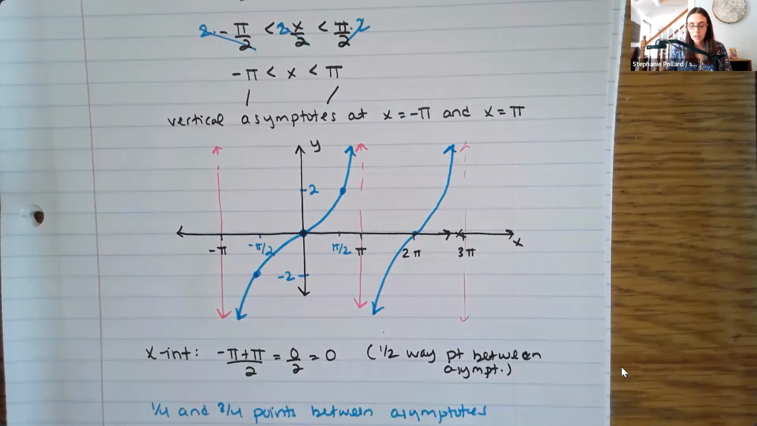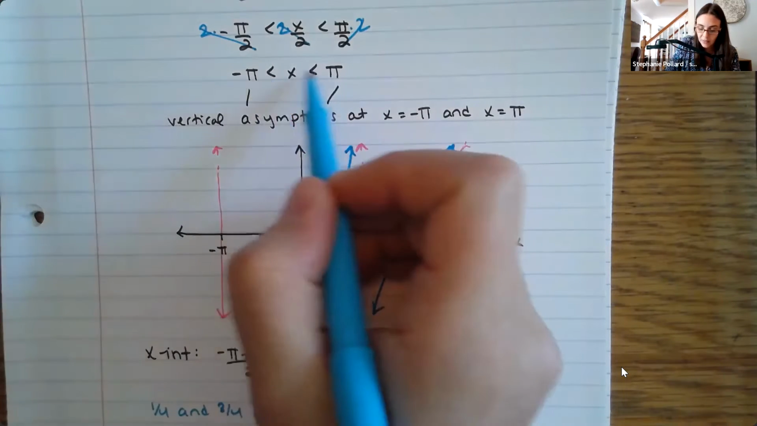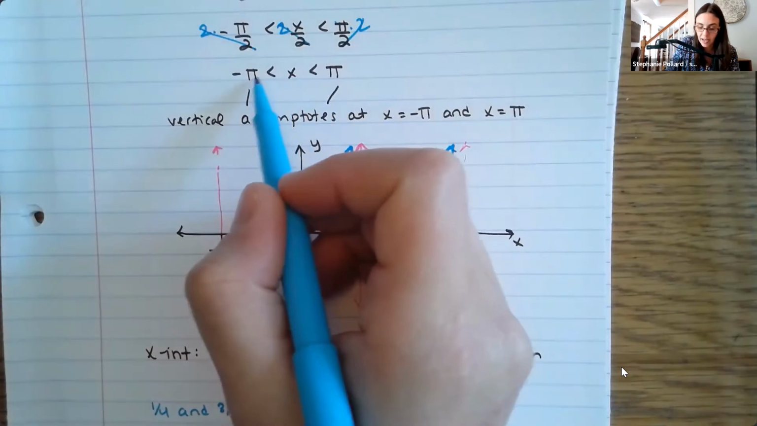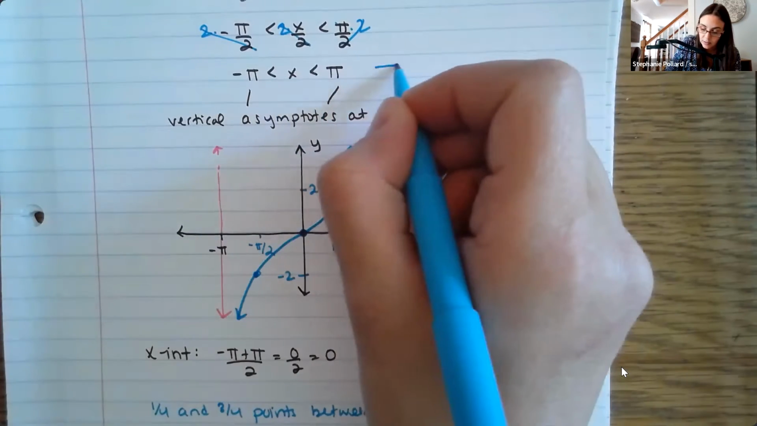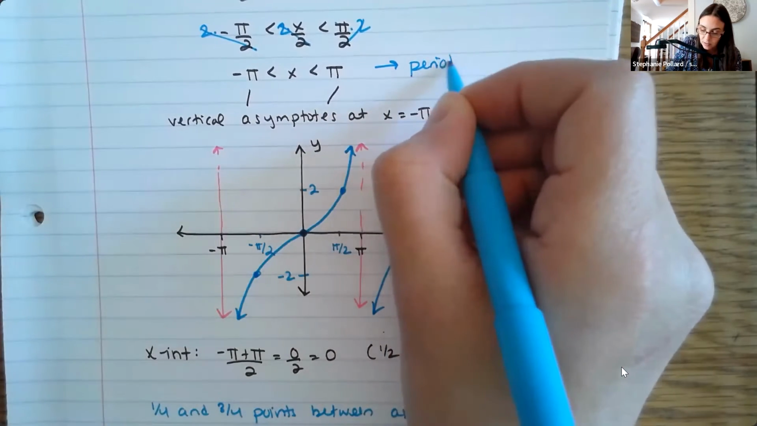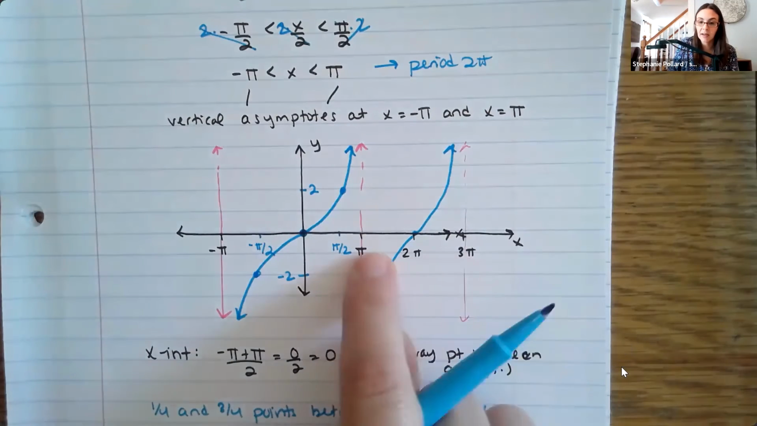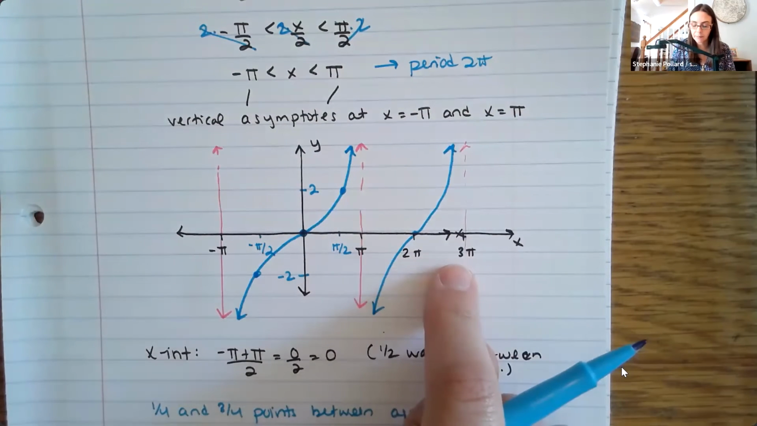Notice here that the distance between negative pi and pi is 2 pi. So in this case the period is 2 pi, and that's why we can find it again here. You're going another distance of 2 pi.